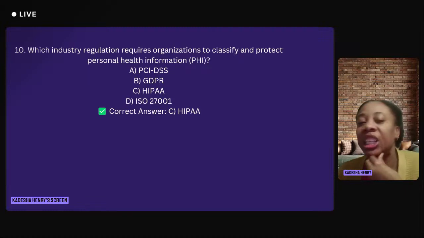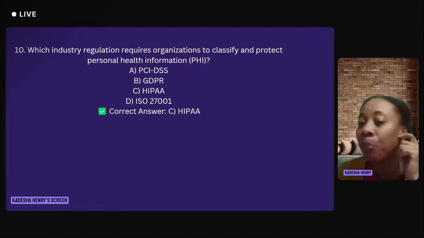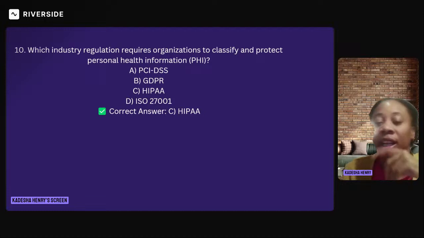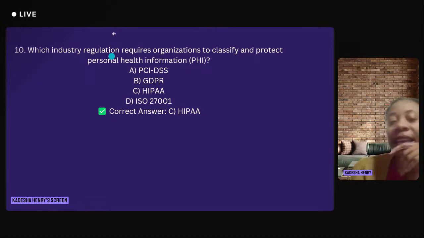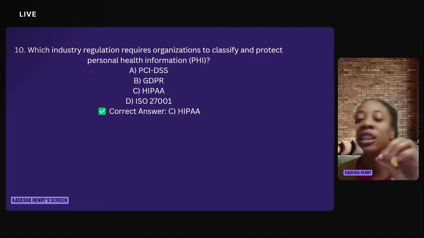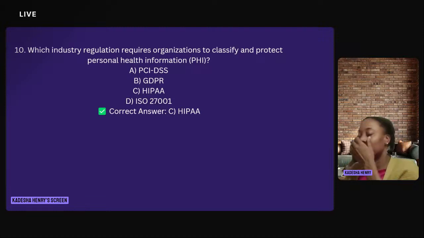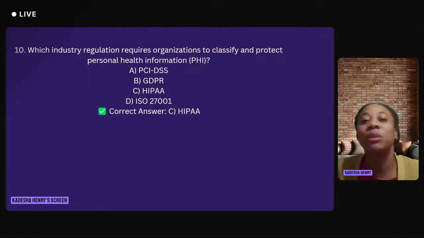Which industry regulation requires organizations to classify and protect personal health information? I call it HIPAA, right? So HIPAA would be one. The PCI DSS deals with your credit card information. HIPAA deals with confidential information in the hospital. So according to HIPAA, you cannot give out information about a client without the client's consent. You have to protect the client's data in the organization and ensure that it is protected in every way.